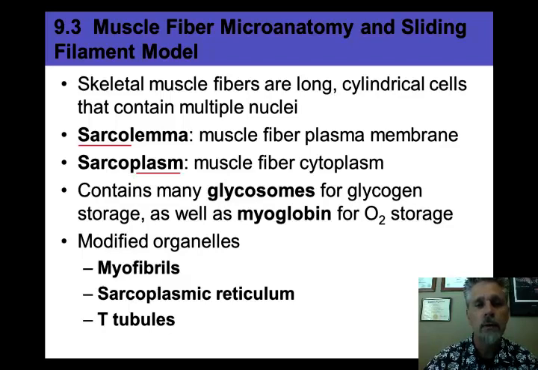There may be these things called glycosomes, which hold glycogen, a storage form of glucose. And then myoglobin, again we see the myo prefix there, which is a protein that's able to hold and store oxygen locally. Other things that we find inside there, like we said, the myofibrils.